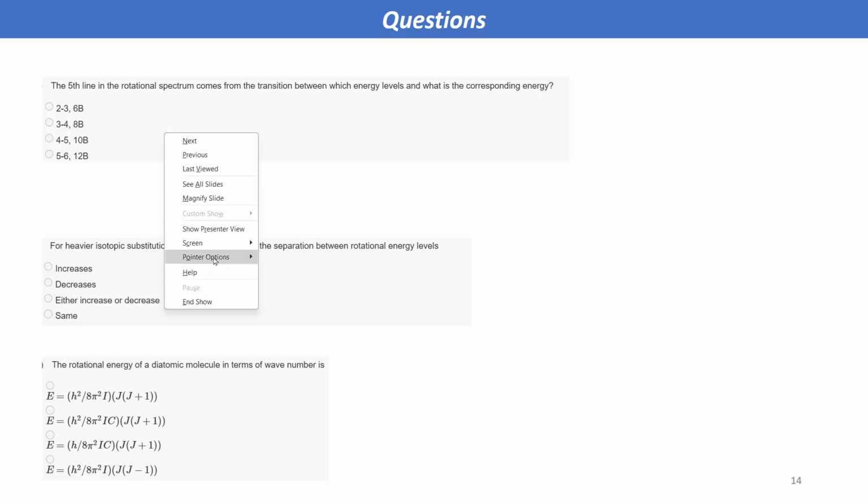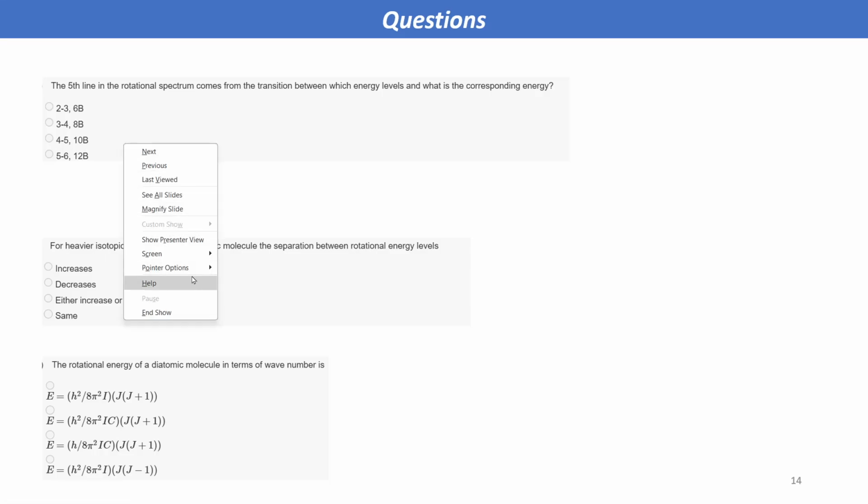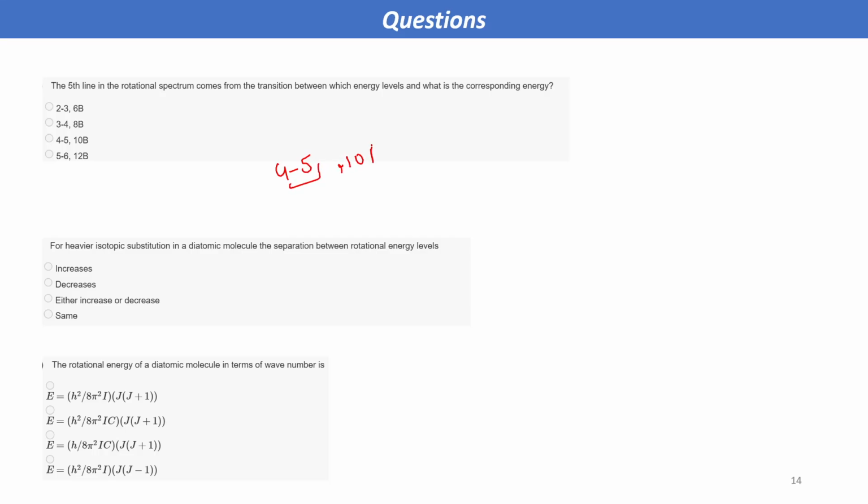Now next question. The fifth line in the rotational spectrum comes from the transition between the energy levels and what is the corresponding energy. So we know if they're talking about the fifth line, so what will the energy level be? We talk about J in the lower state. So if it is the fifth line, we talk about 4 to 5. So the energy level will be from 4 to 5. And there's only one option, so the answer will be 4 to 5 and 10B.